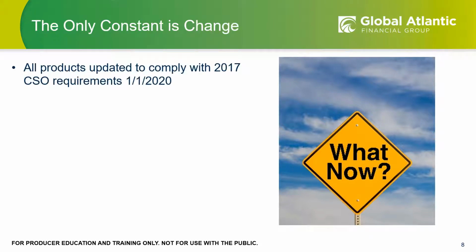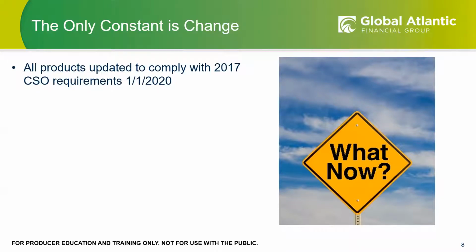But with January 1, we had some major changes to the life insurance industry. Every product that's out there had to update their product to comply with the 2017 CSOs, Commissioner Standard Ordinary, to comply with those requirements. Those requirements made changes to the products that impact the products that you're selling today.